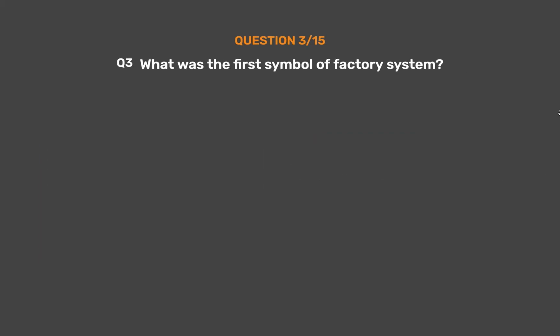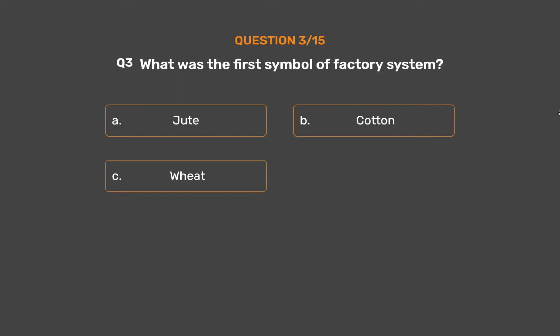Question number 3. What was the first symbol of factory system? Option A. Jute. Option B. Cotton. Option C. Wheat. Option D. None of these.